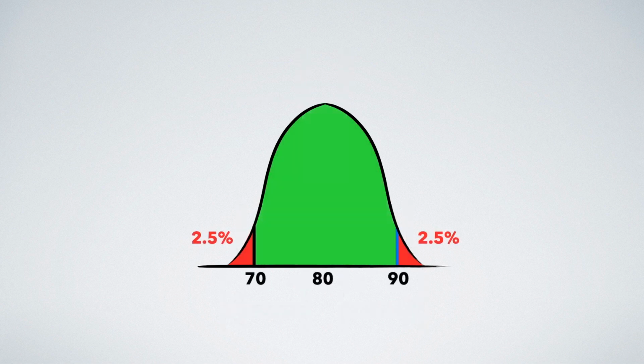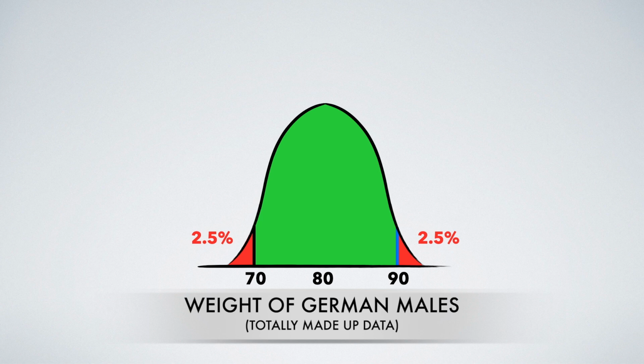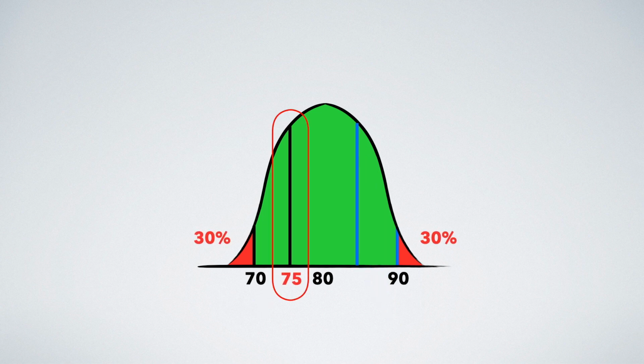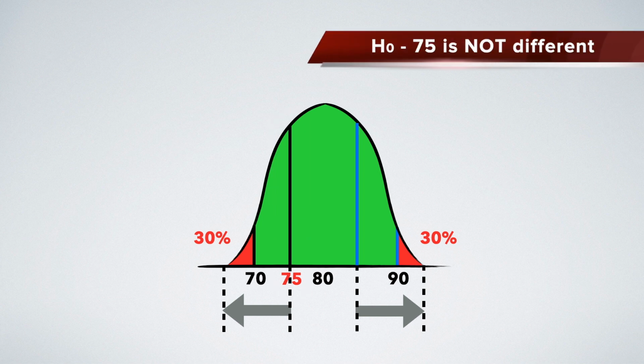An example of such a curve could be the weight of people. For instance, the average weight of a German male is 80 kilos, with 95% of them weighing between 70 and 90 kilograms. By the way, these numbers are totally made up. 2.5% of them will weigh under 70 and 2.5% will weigh above 90 kilograms. If we get a new data point, namely a weight of a new person, we can calculate the p-value for that point.